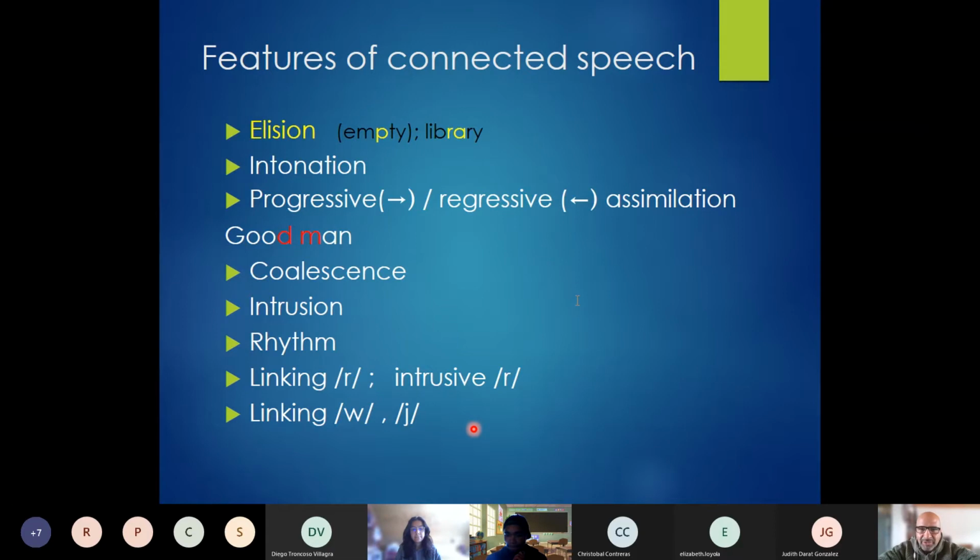Exactly, right? And we're talking about assimilation because one sound is influencing the other one and is sharing one of its features or characteristics, right? It could be manner, it could be voicing, or place of articulation. So, what's going on here? What do you think?